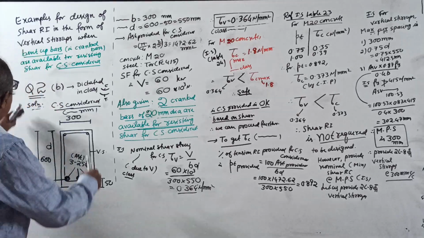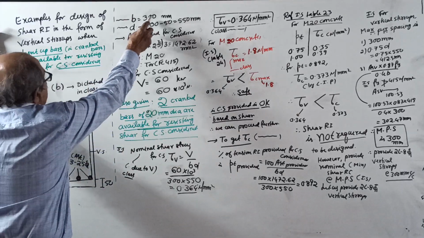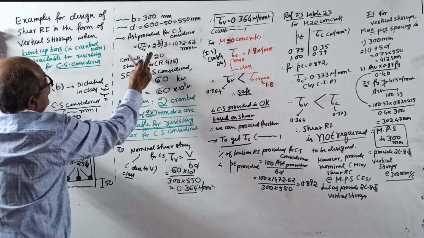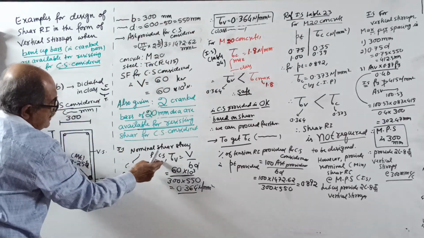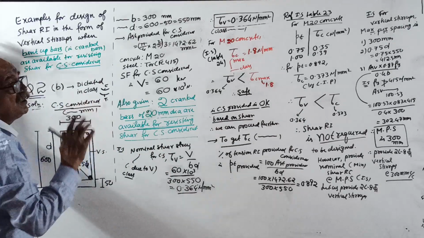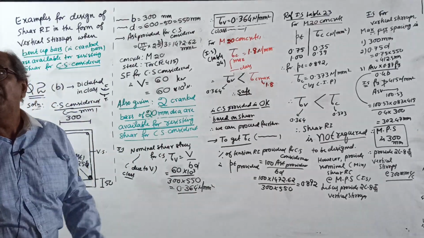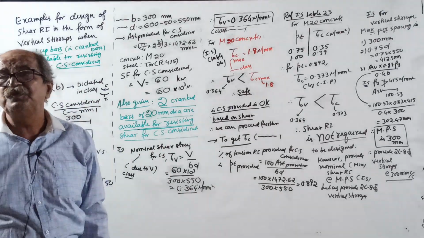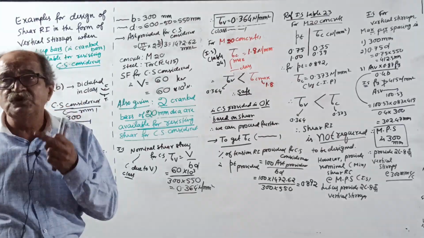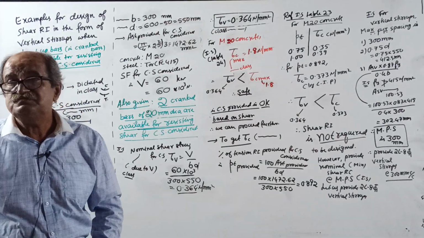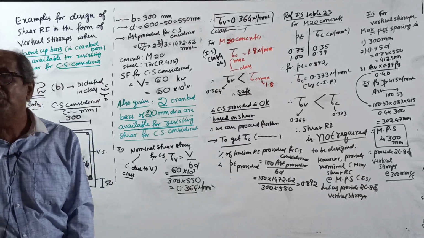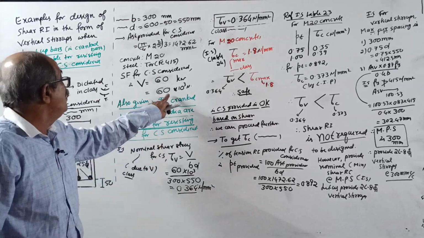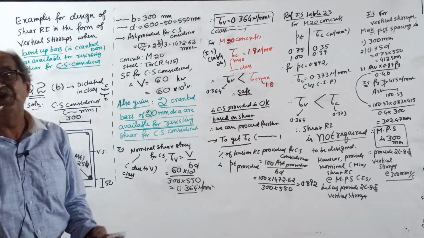Over. This all should be clear. B I changed, D, Ast changed, all statements I changed here. Tau V will come. One thing forgotten in the question: design shear reinforcement in the form of vertical stirrups if the shear force for the cross section is 60 kilonewton. I forgot. Anyway, you can see here.